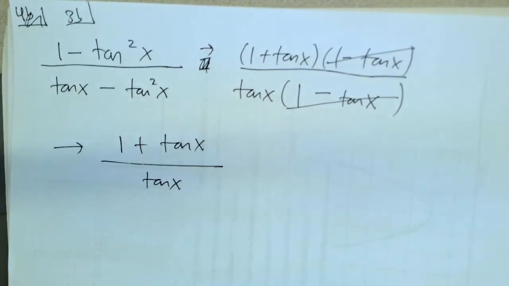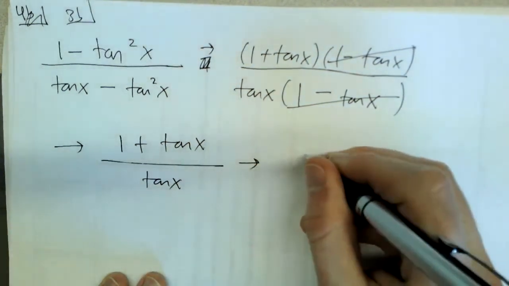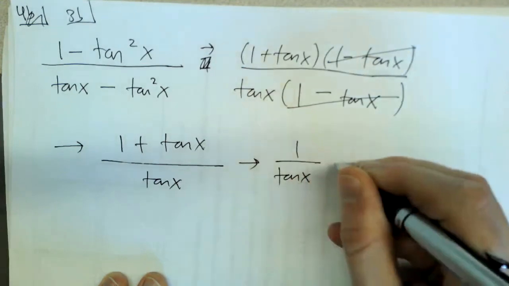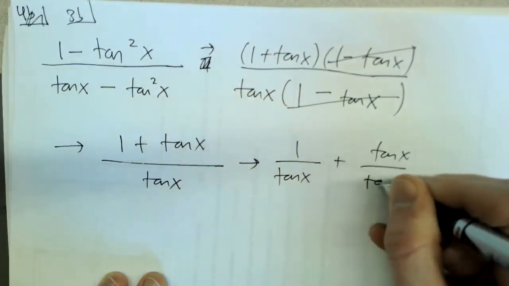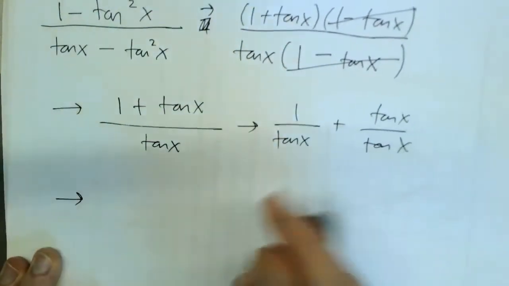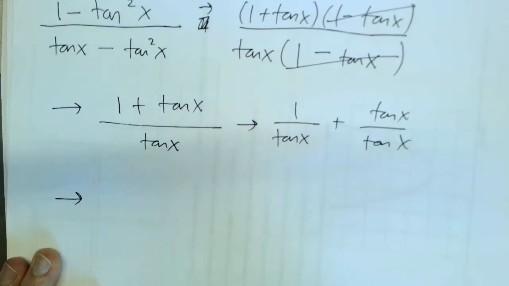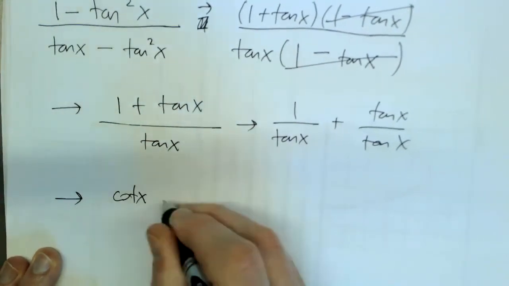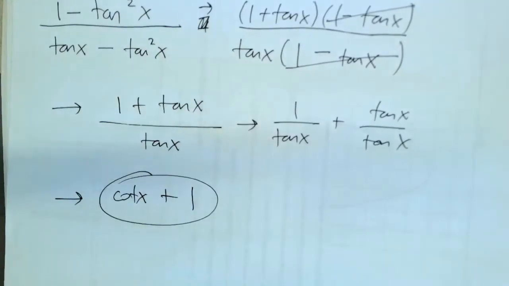And then my guess would be split the fraction, because if you do, you'll get 1 over tangent plus 1, which is just cotangent plus 1. You see what I mean? I don't know how far into the future you guys can see with these. But if you split the fraction, it's 1 over tangent plus tangent over tangent, and 1 over tangent is cotangent, right? They're reciprocals. So that's just cotangent x plus 1, and that's probably what they're looking for in that one.